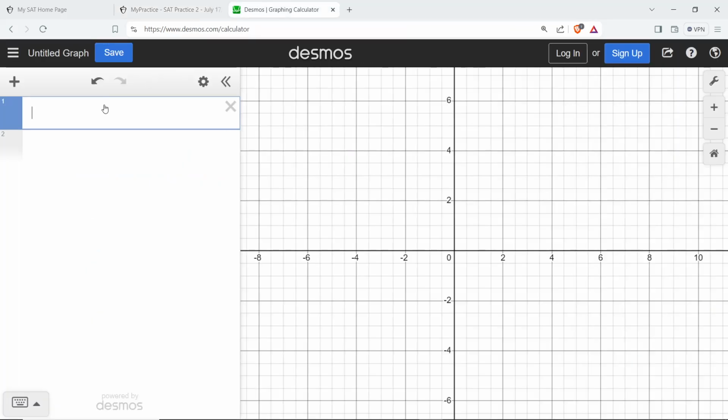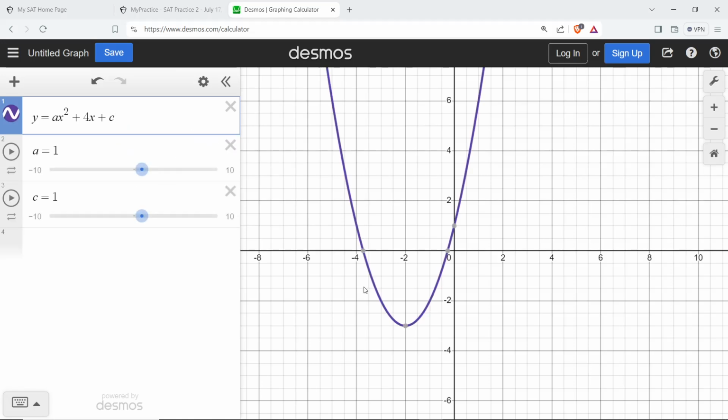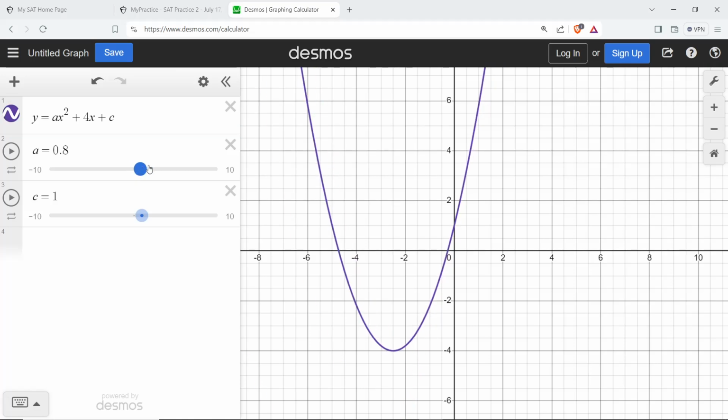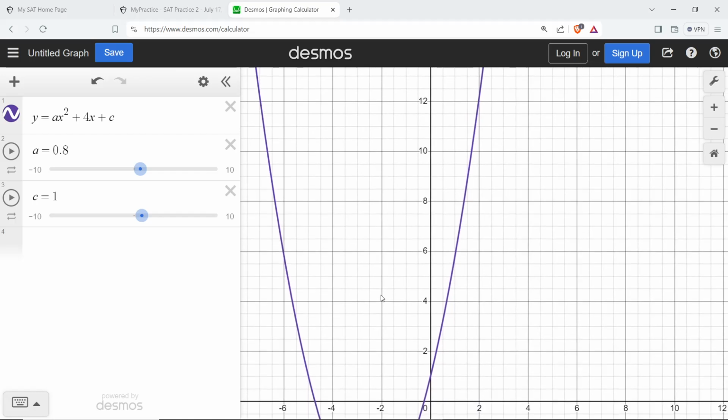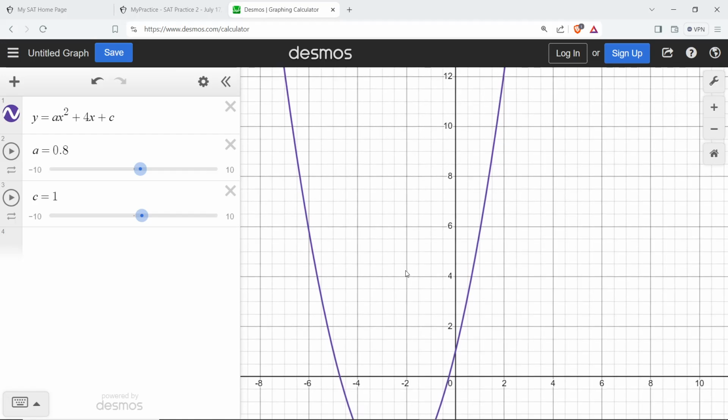I think you can do this one in Desmos. Plus 4x plus c. I'm going to set up sliders. And the vertex has to be beneath the x-axis, and the vertex has to be at minus 3. So see, by moving a like that, I can get it around minus 3. And then f of 3 has to equal f of negative 9, and I don't think it's there.